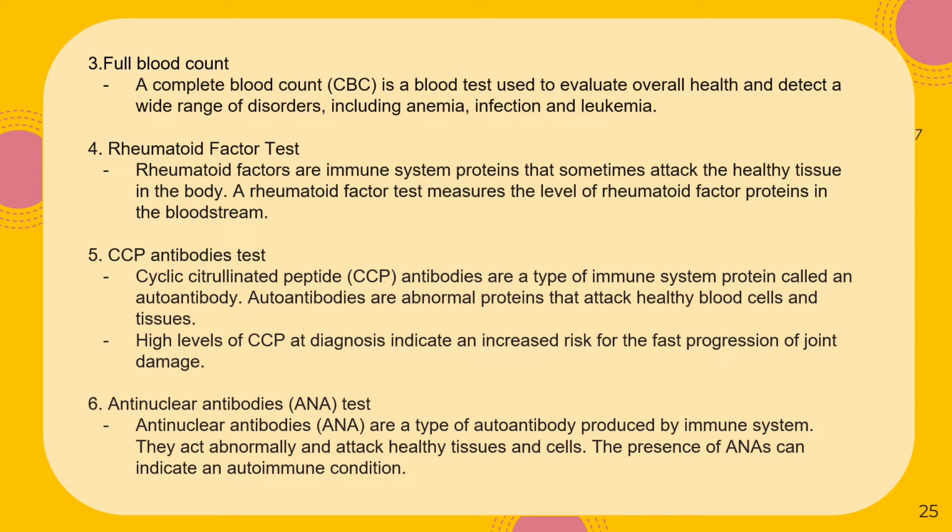An anti-CCP test can also help doctors determine the severity of a rheumatoid arthritis case. High levels of CCP at diagnosis indicate an increased risk for the fast progression of joint damage. Doctors typically perform both a rheumatoid factor test and an anti-CCP test when evaluating a person they suspect may have rheumatoid arthritis. A positive result for either test indicates a higher risk for rheumatoid arthritis, and that risk is increased when both tests are positive.